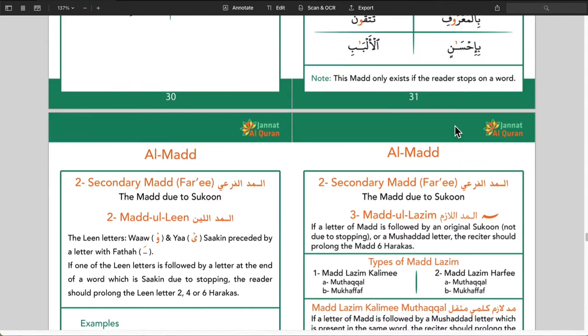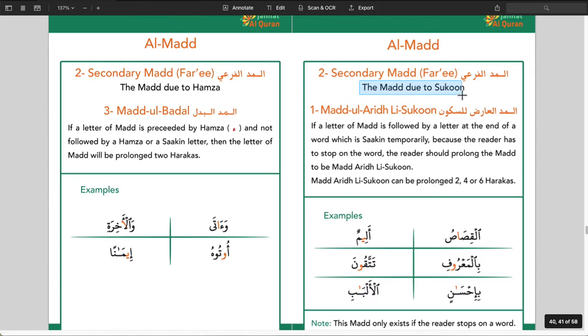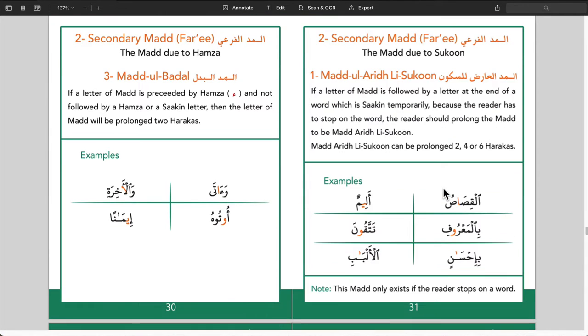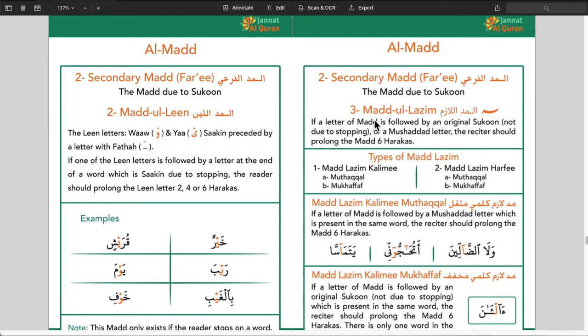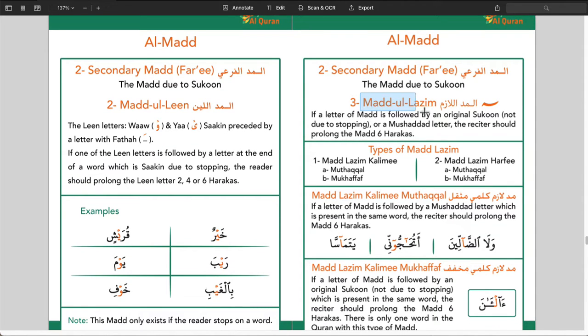Okay, so again, we continue with mad due to sukun. So far we have seen 2, right? So due to sukun we have mad عارض للسكون, and then mad al-Leen. Those 2 are simple because it is just when we stop, right? Okay, so something new here, still due to sukun. What is it? We call that mad al-lazim. Okay, mad lazim. So it is codified by this sign in the Quran. So easy to notice. Okay, mad al-lazim.